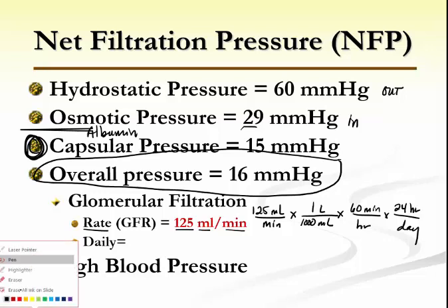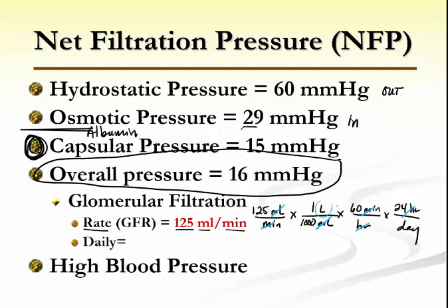Okay, so we're going to cancel out our units. Minutes cancels with minutes, milliliters cancels with milliliters, hours cancels with hours, and we're left with liters per day. If you run that through on your calculator, it comes out to 180 liters of filtrate leaving the blood a day, in a 24-hour period. So the kidneys actually filter 180 liters. That's about 92-liter bottles of soda worth of blood running through the glomerulus in 1 day's period of time.